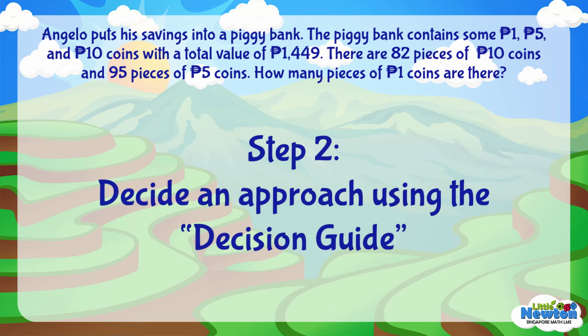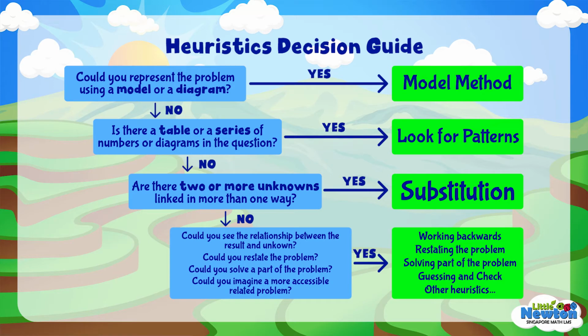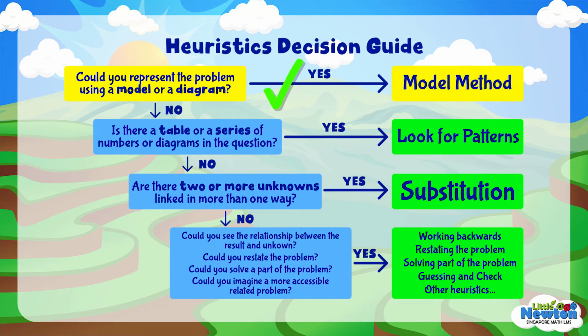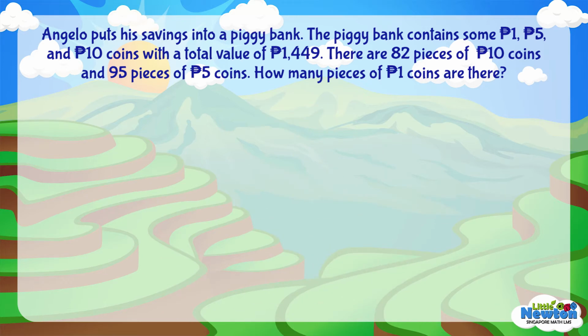Step number 2, decide an approach using the decision guide. Heuristics decision guide: could you represent the problem using a model or diagram? If yes, use the model method. Step number 3, carry out the plan. Solve the problem using our selected approach, the part-whole model. Let's solve part of the question first.